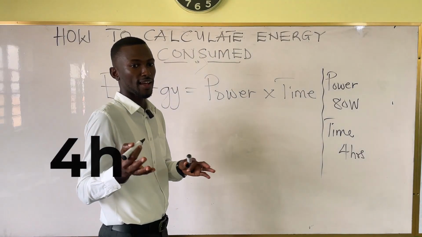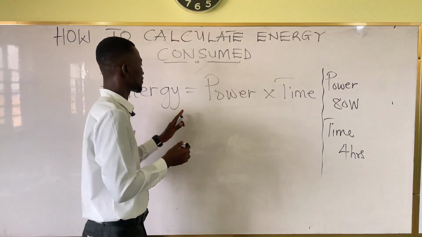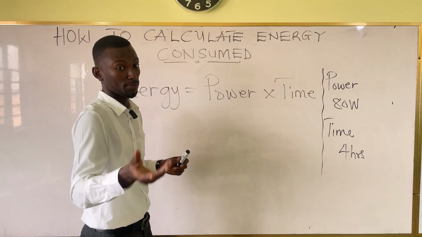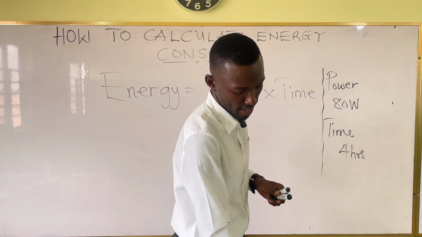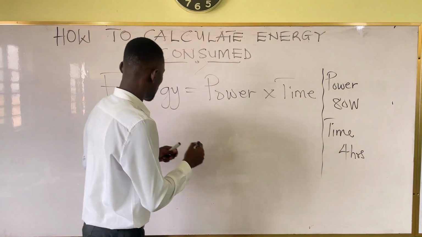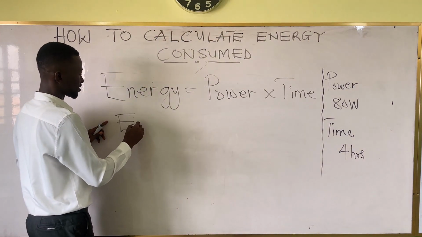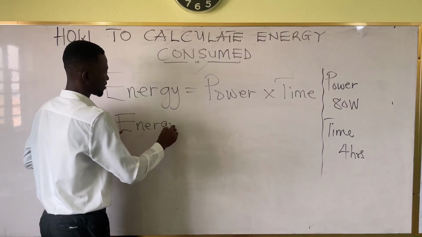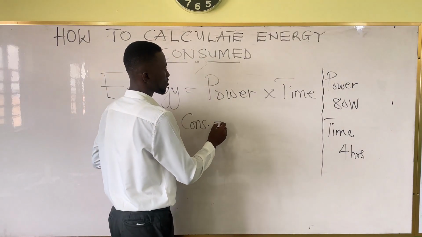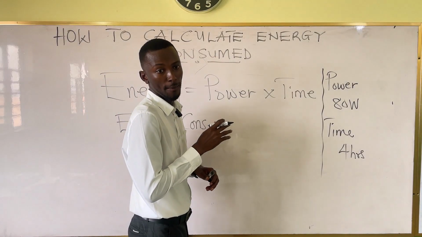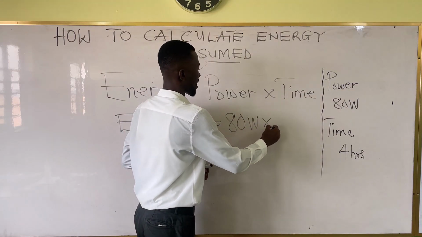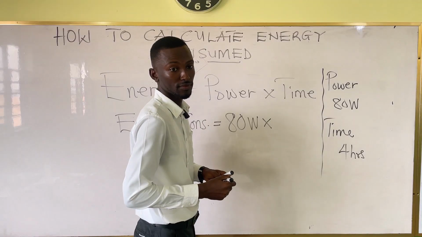So let's put these values into the formula. This time around, we are looking at energy consumed or power consumption. If you look at this question, you have been asked to calculate the energy consumption in watt hour and kilowatt hour. So energy consumed is equal to the power, 80 watts, times the time, 4 hours.